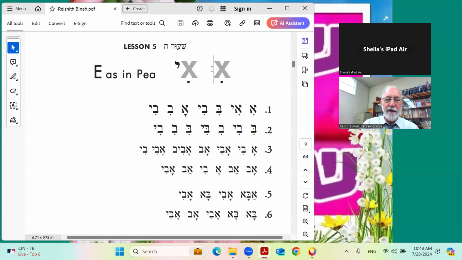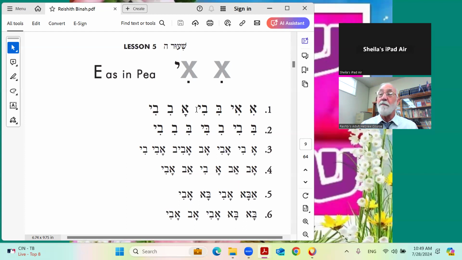So this, I'm trying to highlight it. This would be E, okay? This would be E. And in Hebrew, when you have multi-syllable words, usually, not always, but usually the word is accented or emphasized at the end of the word, as opposed to English or Spanish, which is really at the beginning of it.